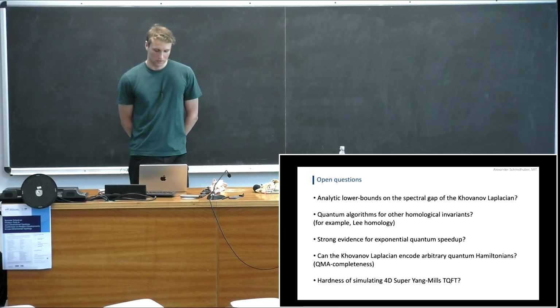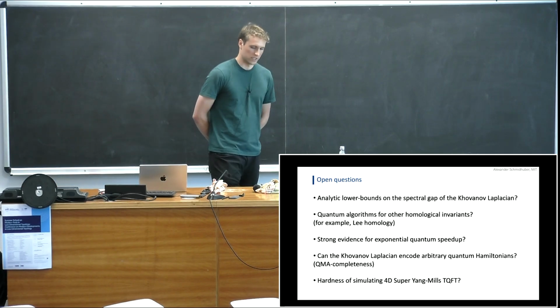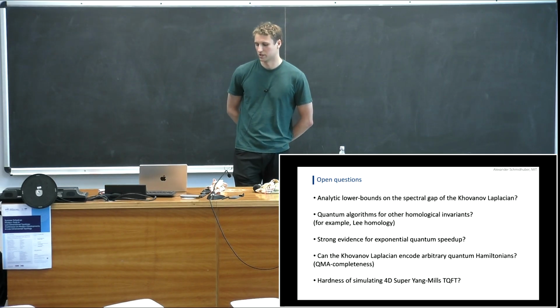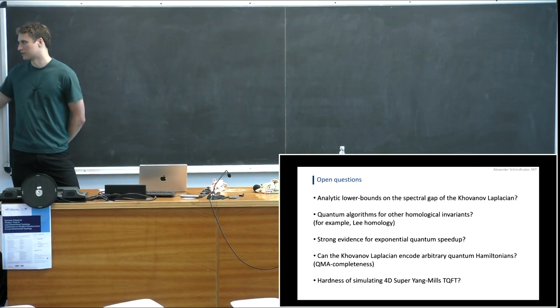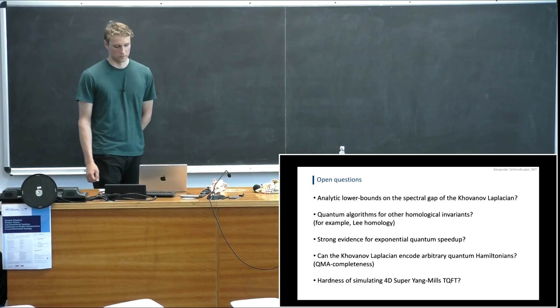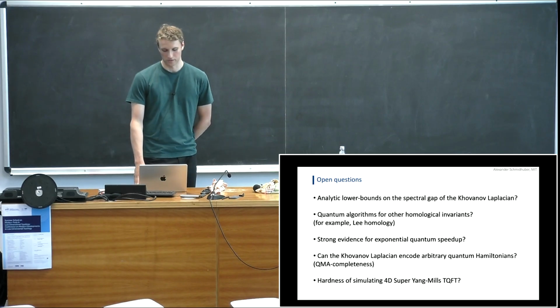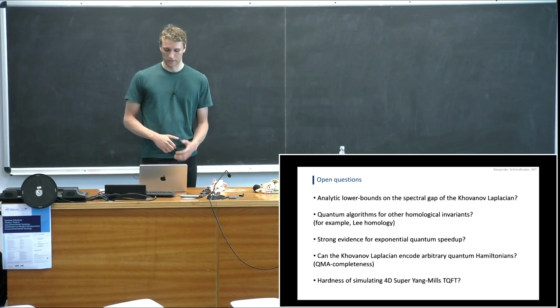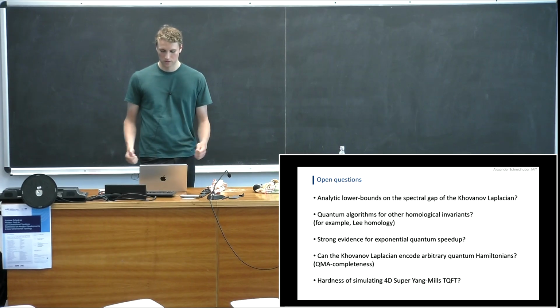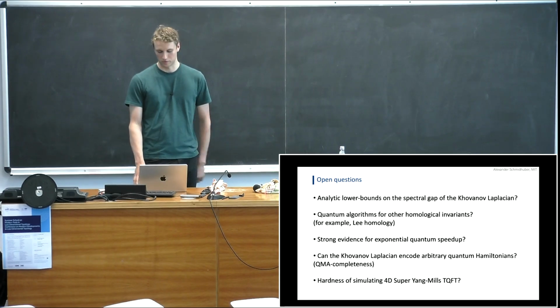And moreover, since Khovanov homology is related to observables in 4D super-Yang-Mills, it would be very interesting to try to characterize the complexity theoretic hardness of simulating 4D super-Yang-Mills. So to recap, estimating the complexity theoretic hardness of simulating 3D Chern-Simons is what led to these quantum algorithms for the Jones polynomial.